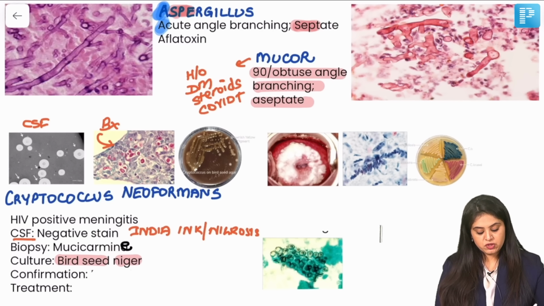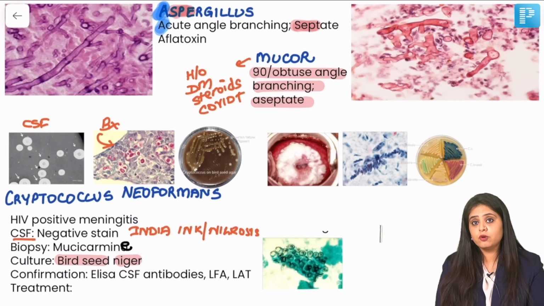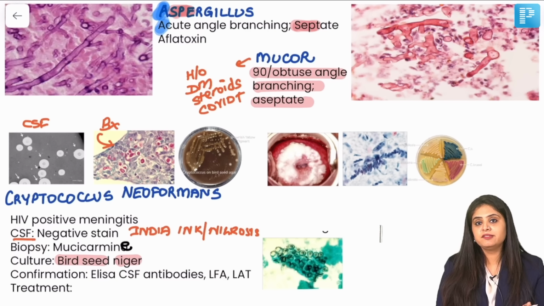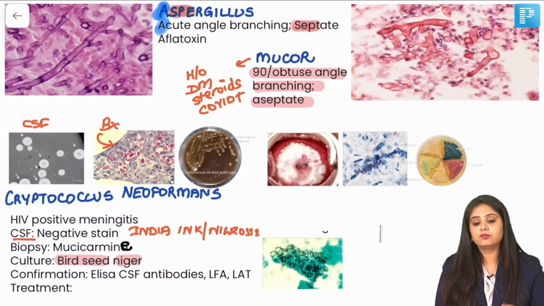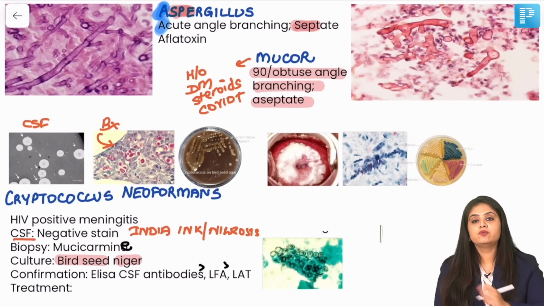But for confirmation, there's a list of things that you need to know, and you will decide your answer depending on what options you've got. The single best is that in the CSF you can look for antigen. That's the best. If that is not in the options, you would want to do a lateral flow assay. If that is not in the options, you will want to do a latex agglutination test. So this is the order in which, put an arrow, this is the order in which you will select.